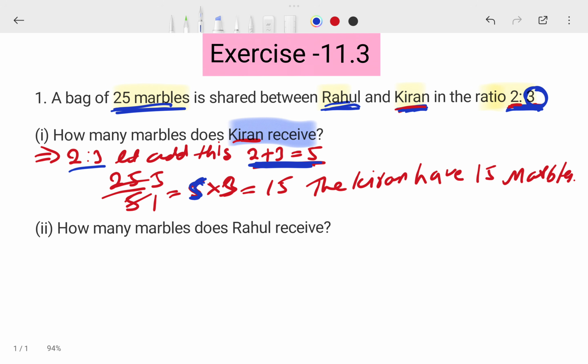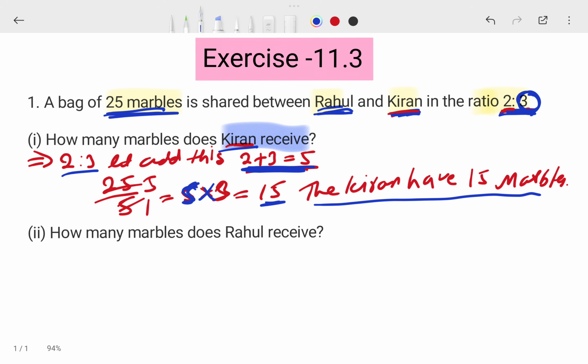Okay, now how many marbles does Kiran have? 3. I multiply by 3, it's going to be 15. Now we get the answer: Kiran has 15 marbles only. Okay, now here you will understand easily.